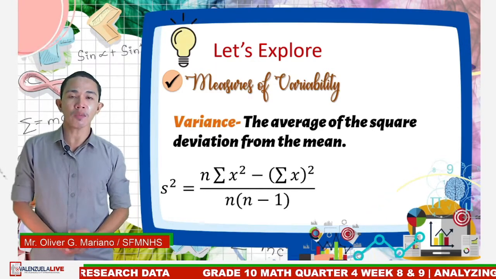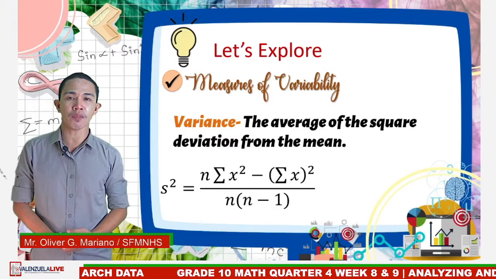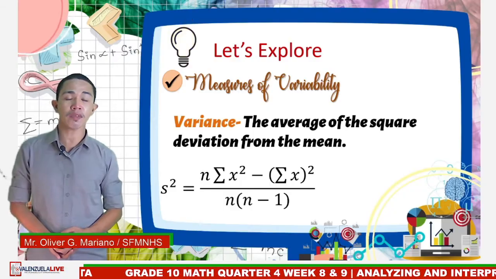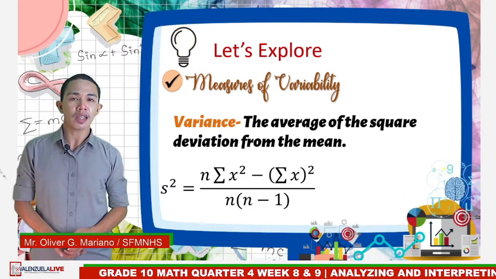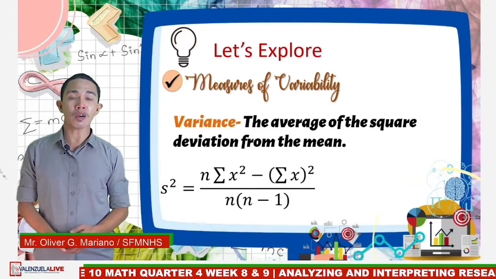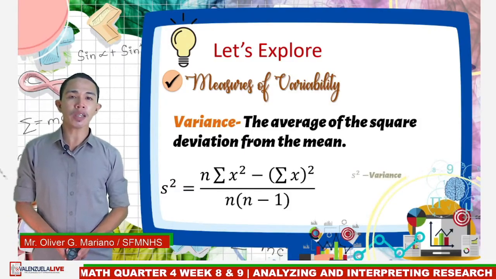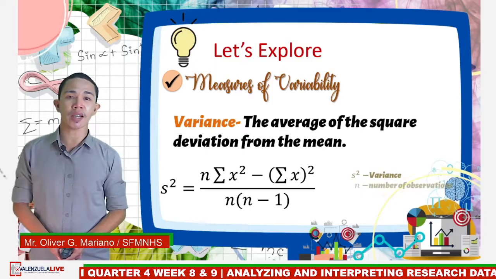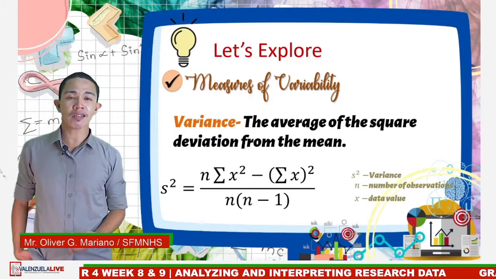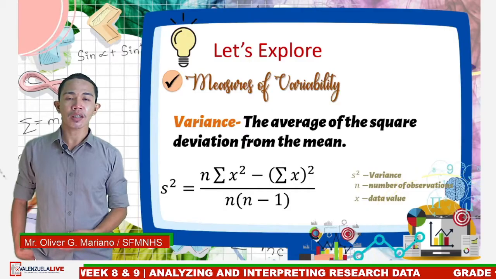So again, we have this alternative formula, s squared is equal to n times the summation of x squared minus the square of the summation of x, all over the product of n and n minus 1. Wherein s squared refers to the variance, n refers to the number of observations, and x refers to the data value.